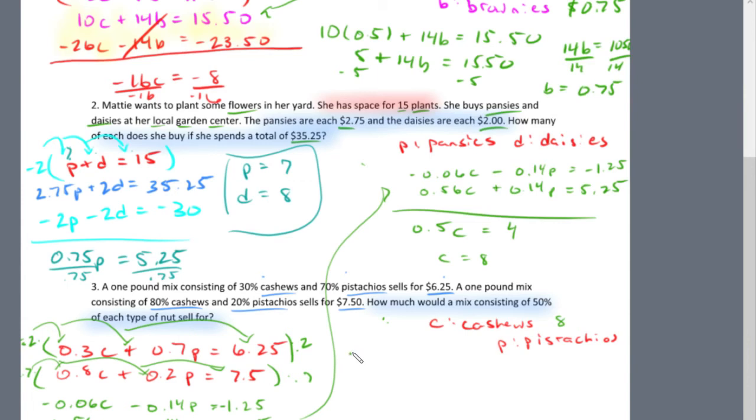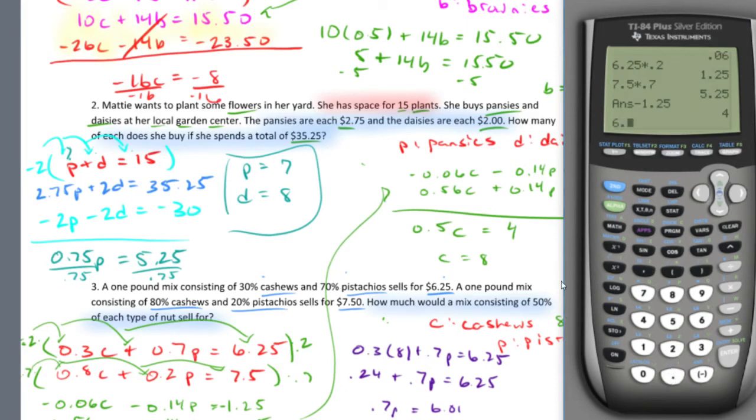So you're going to get 0.3 times 8 plus 0.7 times p equals 6.25. You're going to get 0.24 plus 0.7p equals 6.25. Subtract 0.24, 0.7p equals 6.01. 6.01 divided by 0.7. Are you kidding me?